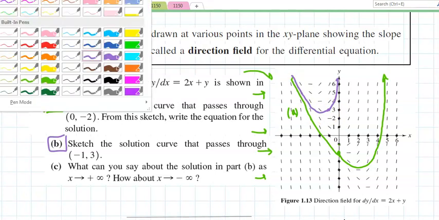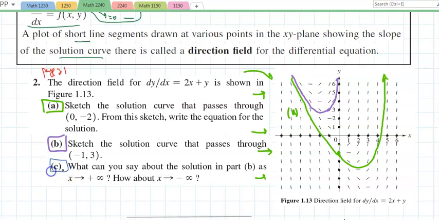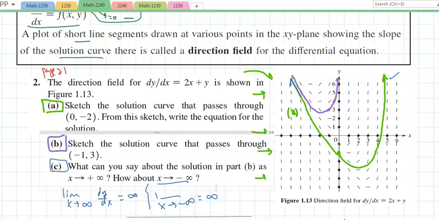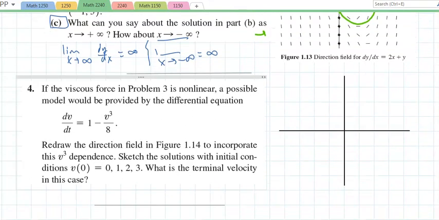And what do you think the limit is as x approaches infinity for B? Well, as x approaches infinity, of dy/dx, wouldn't that be infinity? And how about the limit as x approaches -infinity? What if you want the other bound? Isn't that approaching infinity as well? And that's pretty much it.